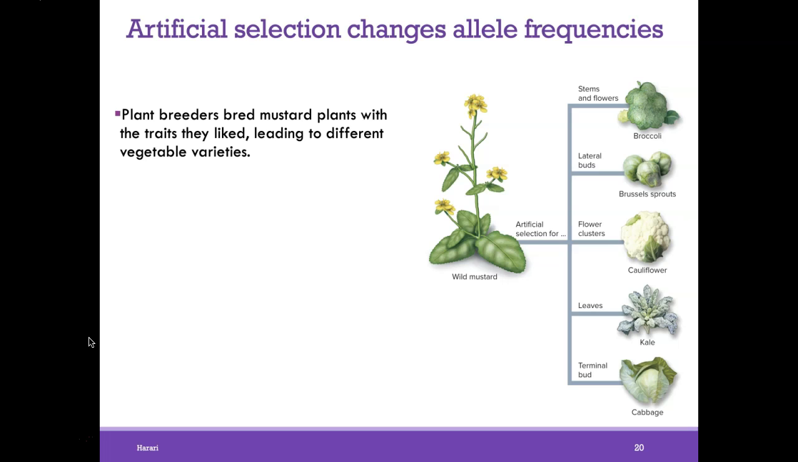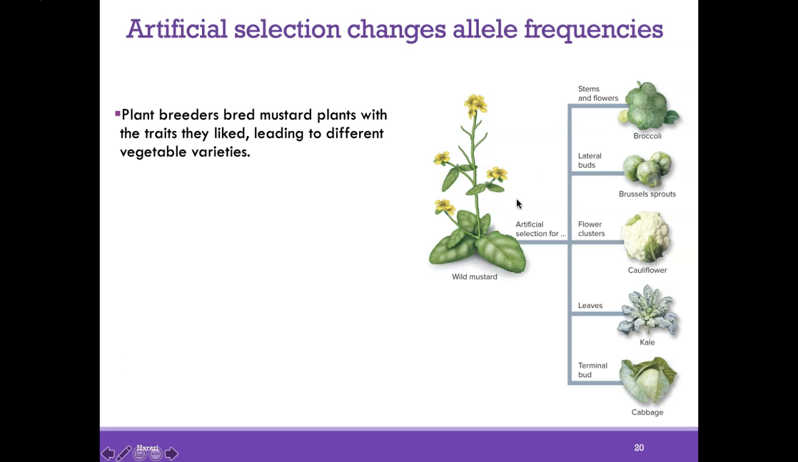So now that we understand a little bit about how nature selects different organisms and changes that allele frequency, leading to evolution, we can also see that there can be artificial selection that can change allele frequencies and lead to evolution. So artificial selection could be done by humans. So a plant breeder, for example, might have bred mustard plants with the traits that they liked.